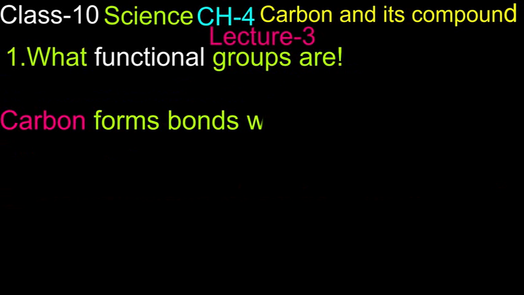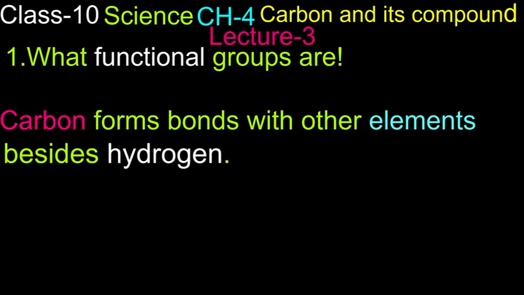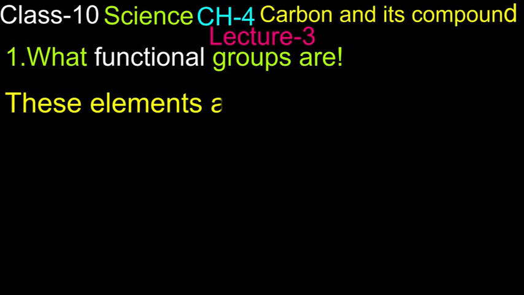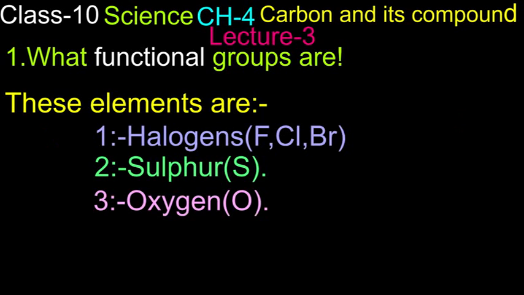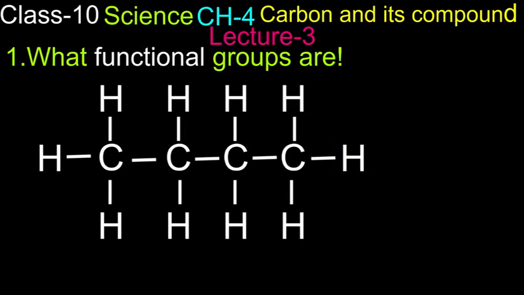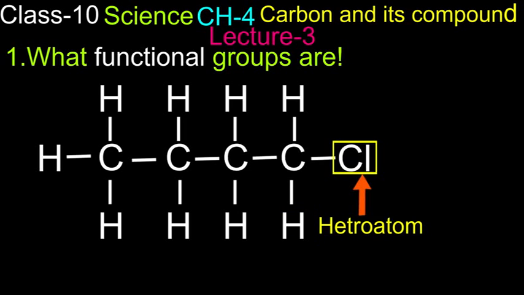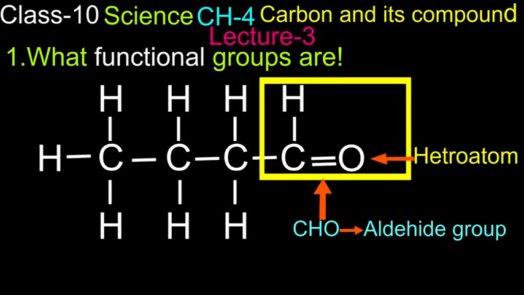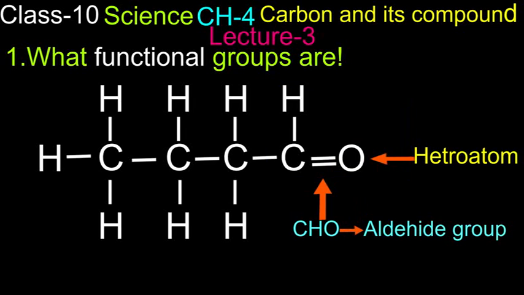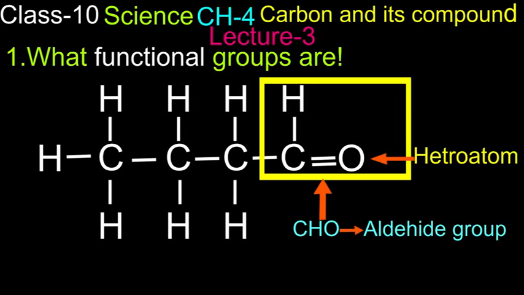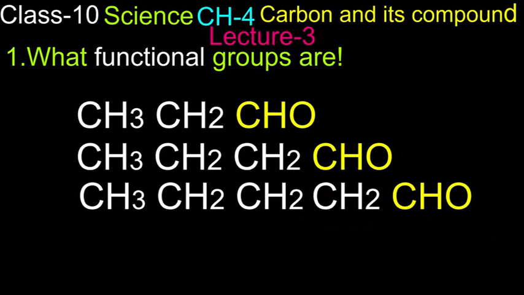Carbon forms bonds with other elements besides hydrogen. These elements may be halogens, sulfur, oxygen, and nitrogen. One or more hydrogen atoms are replaced by these element atoms depending on the valency of these elements. Such an atom different than hydrogen is called a heteroatom. A heteroatom forms a group with carbon and hydrogen that causes certain specific properties to the carbon compound to which it is added, irrespective of the chain size of the compound.